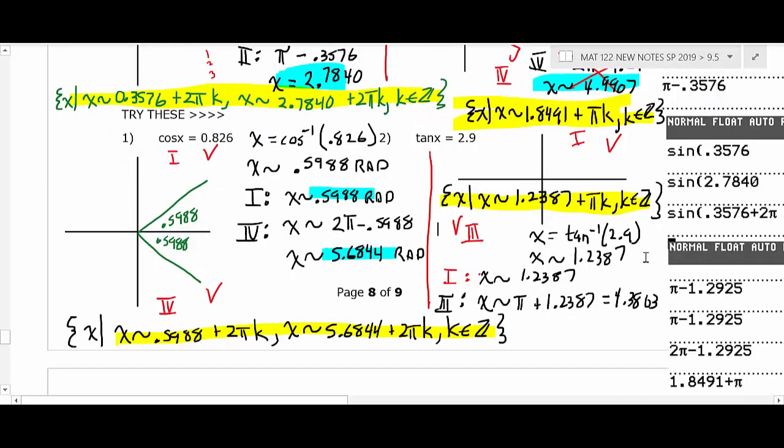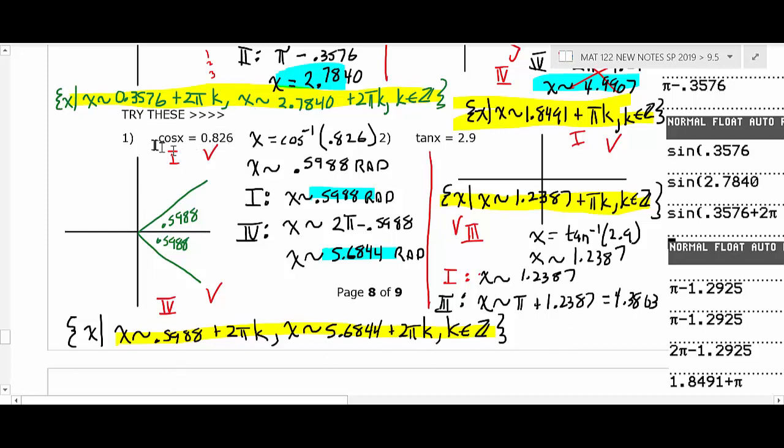Okay, so if you want to check your answer, this is what you should have come up with on these. And of course, make sure you're in radian mode. So problem number 1, you would want to write your answer like this. This is rounding to 4 decimals, which is a pretty good standard. You would get set of x is approximately 0.5988 plus 2 pi k, and also x is approximately 5.6844 plus 2 pi k, k is an integer.